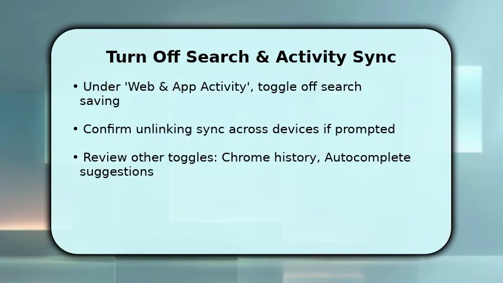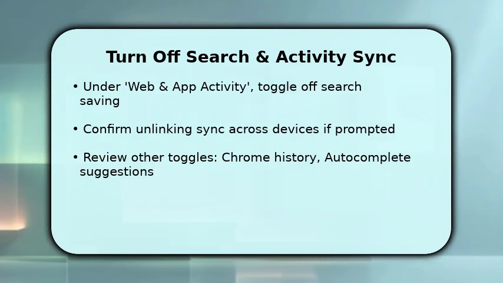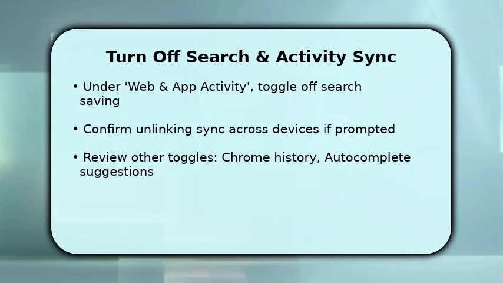Now turn off web and app activity by toggling it off. This is the key step that stops Google from saving your searches to your account. When prompted, read the dialog and confirm you want to pause activity. Make sure to decline any option that says Resume Sync.